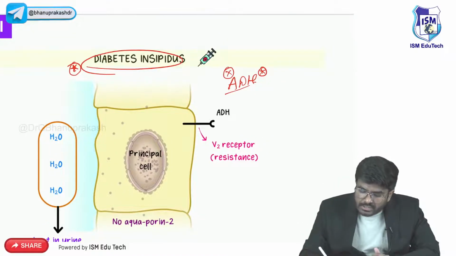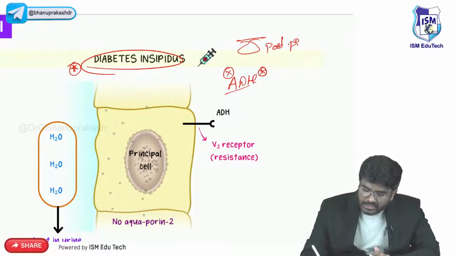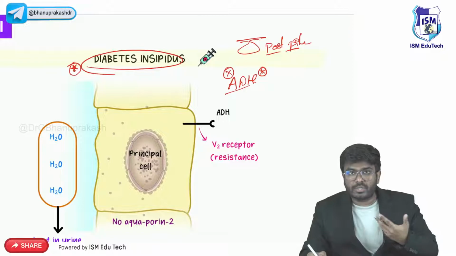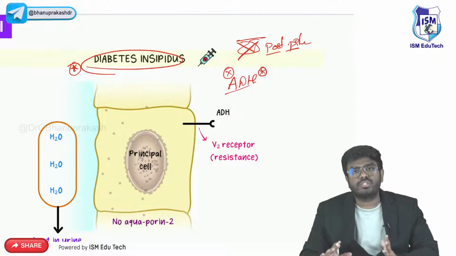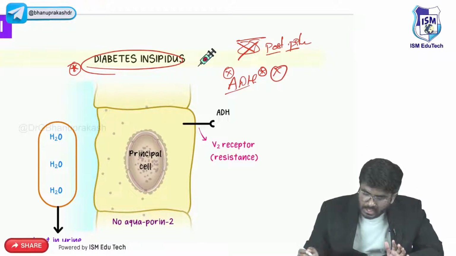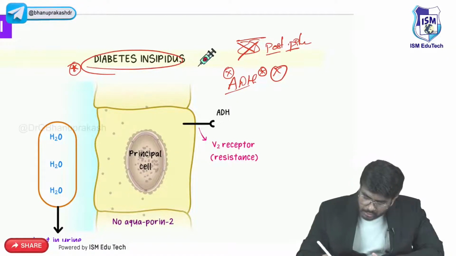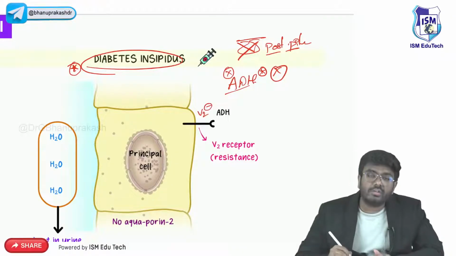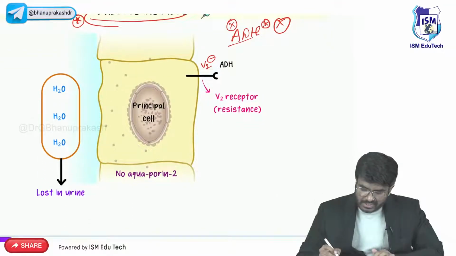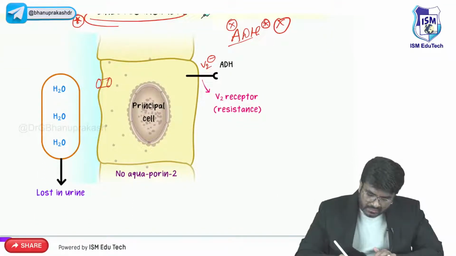Why is antidiuretic hormone not there? Maybe the posterior pituitary, it produces antidiuretic hormone, right? The posterior pituitary produces antidiuretic hormone, it is gone. Damage to the posterior pituitary, no antidiuretic hormone. If no antidiuretic hormone, do you think this V2 receptor is stimulated? No, V2 receptor is not stimulated. If V2 receptor is not stimulated, do you think aquaporin 2 channels will function now?